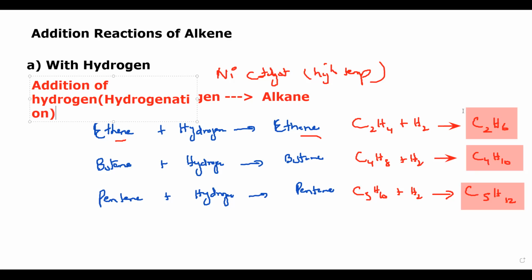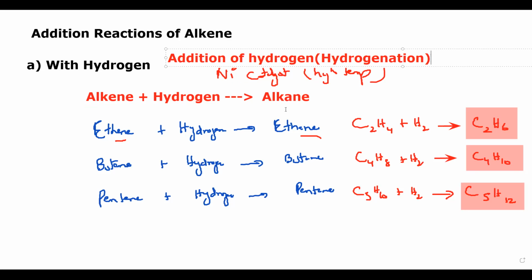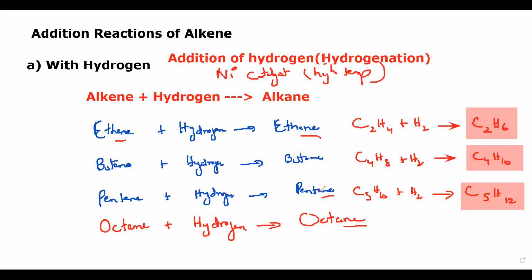So remember, whenever any alkene reacts with hydrogen, we call that hydrogenation. Ethene plus hydrogen gives ethane. Propene plus hydrogen gives propane. Pentene plus hydrogen gives pentane. If we have octene plus hydrogen, what will be the product? Oct because of 8 carbons, and the double bond will break and turn into a single bond, so it will become octane. So ene becomes ane when they react with hydrogen.